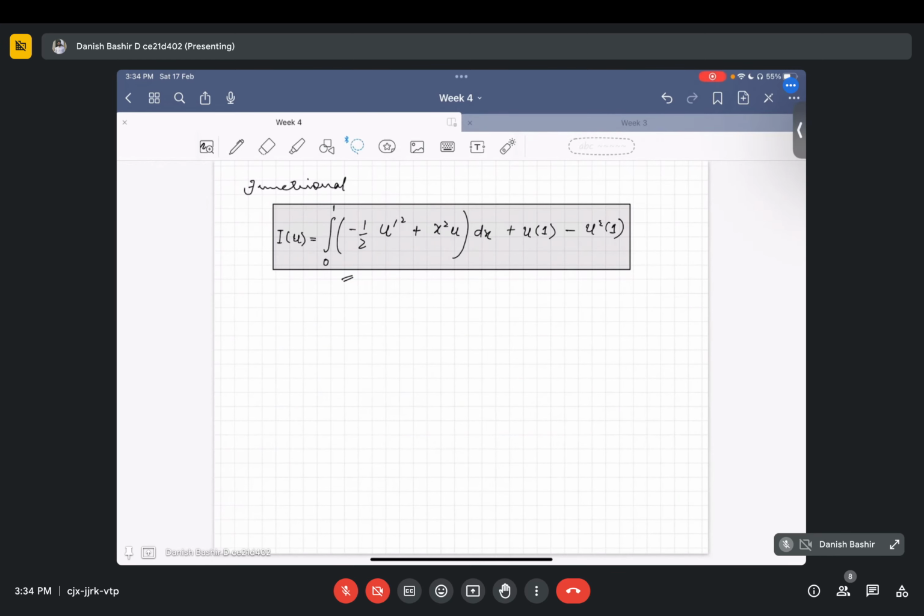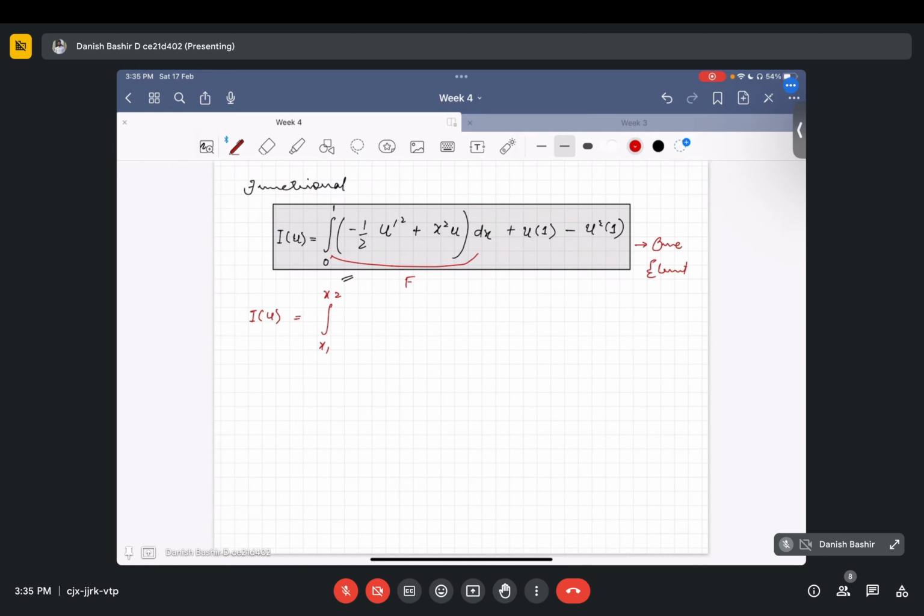This is a functional. Let us denote this whole quantity as f. Then we can write the functional for all the elements throughout the domain, the functional I of u for one element. This is for the whole problem. We have to just integrate it throughout the domain and split the integral to be within different elements.